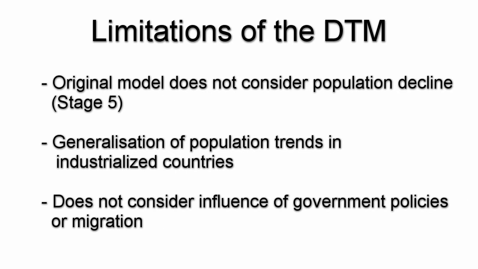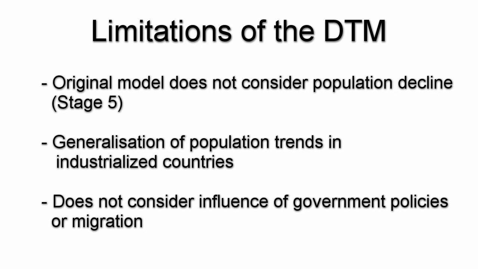There are several limitations of the demographic transition model. The first is that the original model only had 4 stages, and as such it doesn't consider the phase of population decline seen in countries such as Japan and Germany.